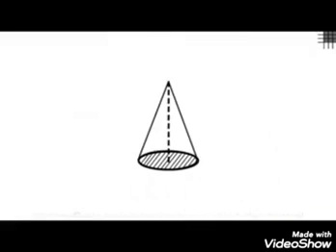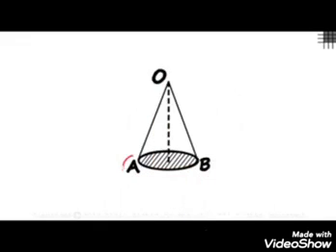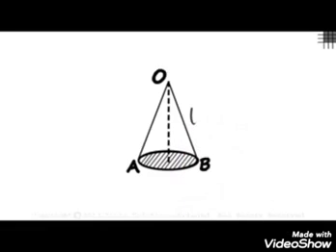We have a right circular cone with a shaded base, and we will try to derive a formula for the surface area of a cone. Let us name the points O, A, B. Points A and B are marked on the circumference such that AB forms a diameter. Let L be the slant height and H be the perpendicular height. And let R be the radius of the circular base.